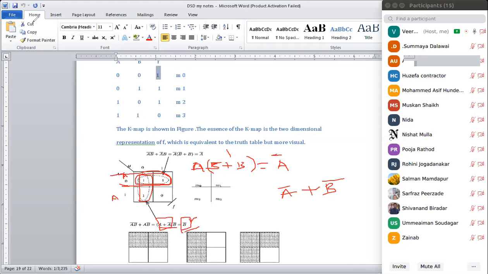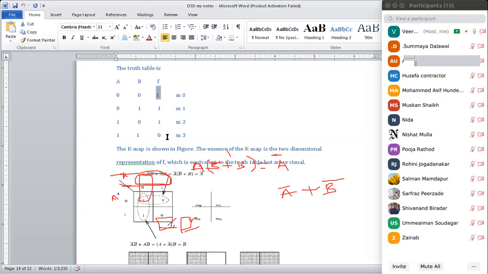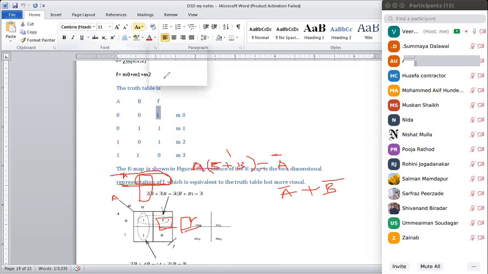So this function will give me equal to A bar plus B bar. The output of this function is A bar plus B bar.